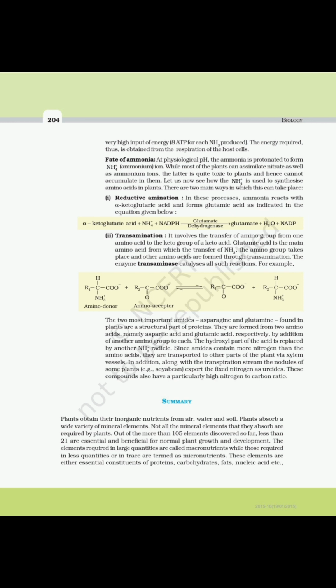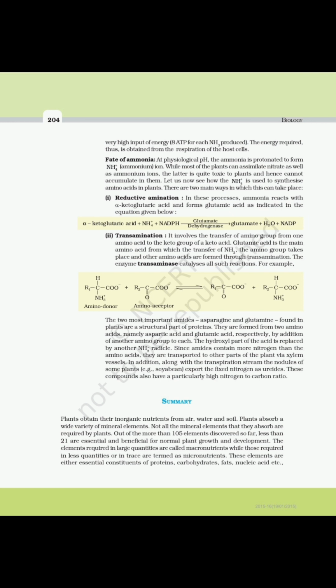Fate of ammonia. At physiological pH, the ammonia is protonated to form NH4+ ammonium ion. While most of the plants can assimilate nitrate as well as ammonium ions, the latter is quite toxic to plants and hence cannot accumulate in them. Let us now see how the NH4+ is used to synthesize amino acids in plants. There are two main ways in which this can take place.